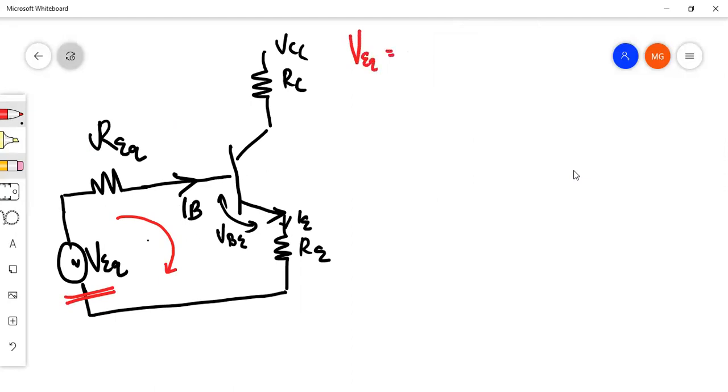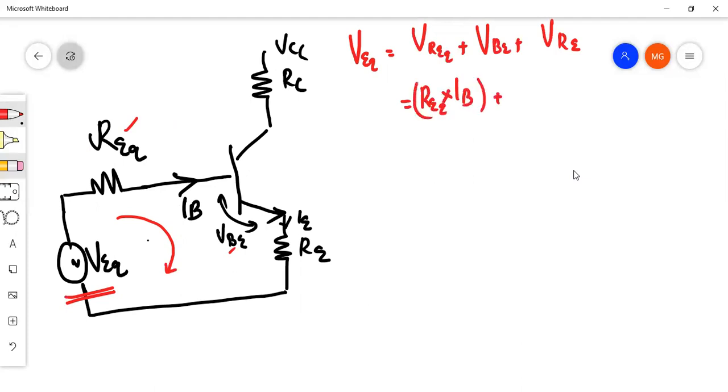Where does it get dissipated? Across R equivalent it is dissipated. VR equivalent, then VBE, then VRE. What is VR equivalent? That is R equivalent into IB, the base current. VBE remains the same, no change. Then VRE is IE into RE.